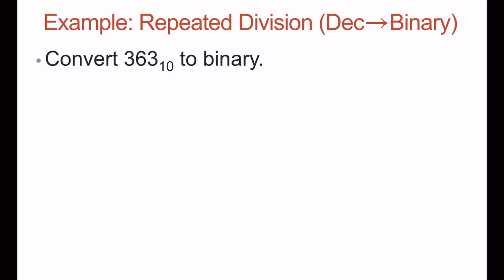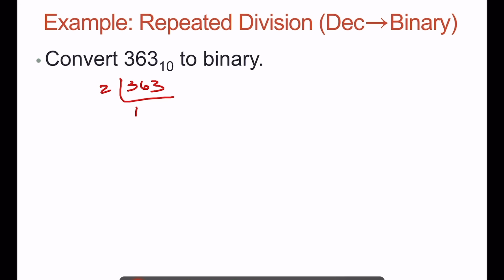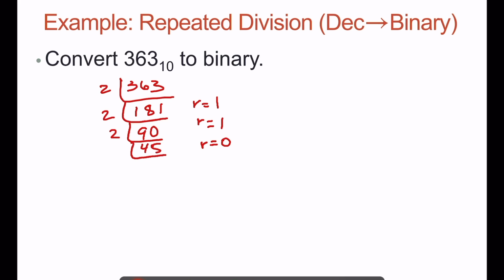Okay, now let's do the same thing with binary. We take 363, divide by 2. I'm doing this in my head. We get 181 with a remainder of 1. 2 goes into 181 90 times with a remainder of 1. 2 goes into 90 45 times with a remainder of 0. 2 goes into 45 22 times with a remainder of 1. 2 goes into 22 11 times with a remainder of 0.